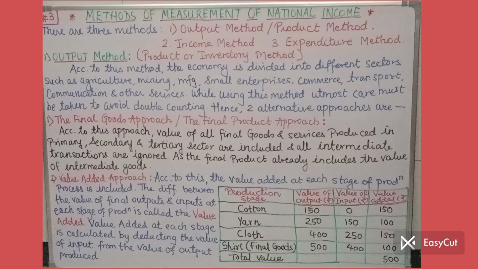In this approach nothing is to be done, only from the output we will deduct the input, so that at every stage we will go on adding the value of that final output. This is done in order to avoid double counting for the same product. So up till now we finish with the output method, in which we have seen 2 alternative approaches. The first was the final goods approach, that is the final product approach, and the second one was the value added approach, which we saw with the help of the table.